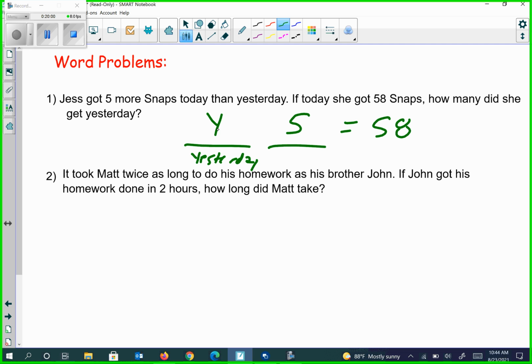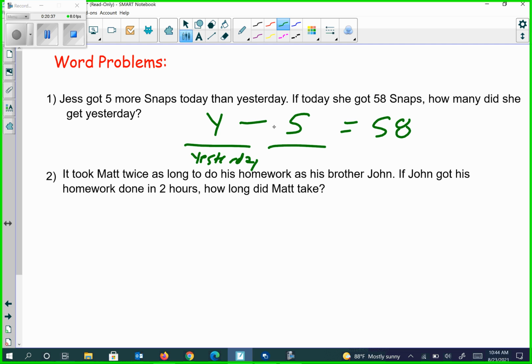Jess got 5 more snaps today than yesterday. If today she got 58 snaps, how many did she get yesterday? If today she got 58, she had 5 more snaps today than yesterday. What do you think? Should we add or subtract, multiply or divide? Yeah, if I took yesterday's amount and subtracted 5 from it, I would know what we had.